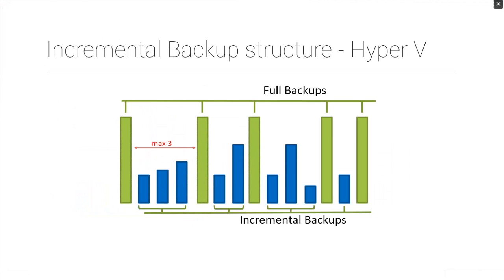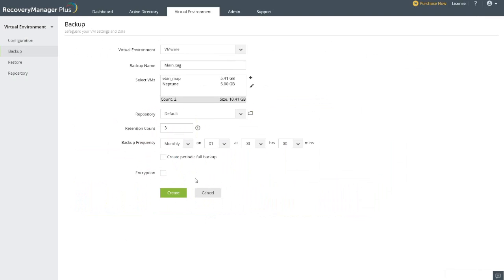Now, if your data security policy requires you to have periodic active full backups, then you can do so by selecting this checkbox here. So again, you have a full backup frequency which you can set using these drop-downs. This will force the pattern to fully back up your disks at a predetermined frequency, regardless of the number of incremental backups that have been taken before that.